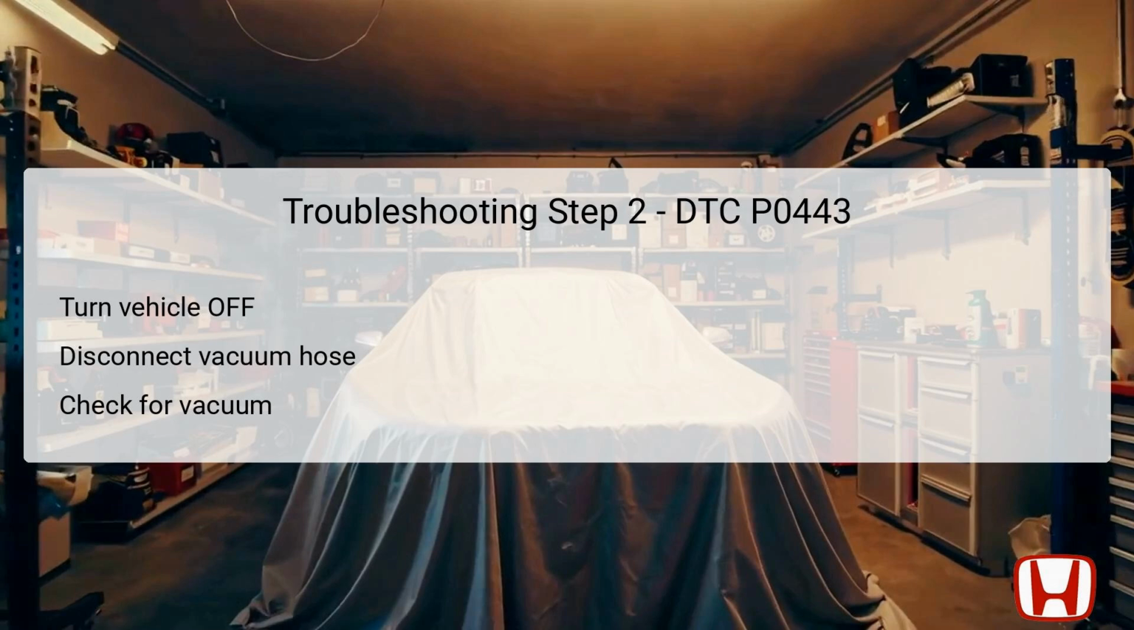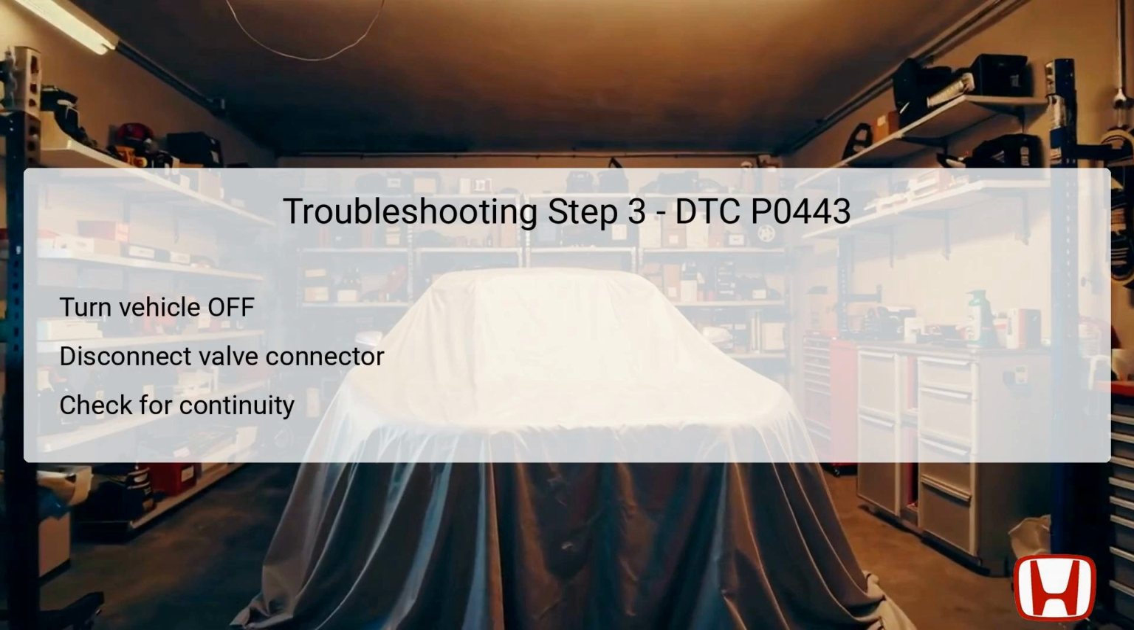Start the engine and allow it to idle, checking for any vacuum at this point. If there is vacuum present, it typically indicates that the EVAP Canister Purge valve is stuck open, requiring further inspection. However, if there is no vacuum, it suggests the valve might be stuck closed, prompting further checks down a different troubleshooting path. In this step, turn the vehicle to the off mode again to ensure safety and prevent electrical issues.